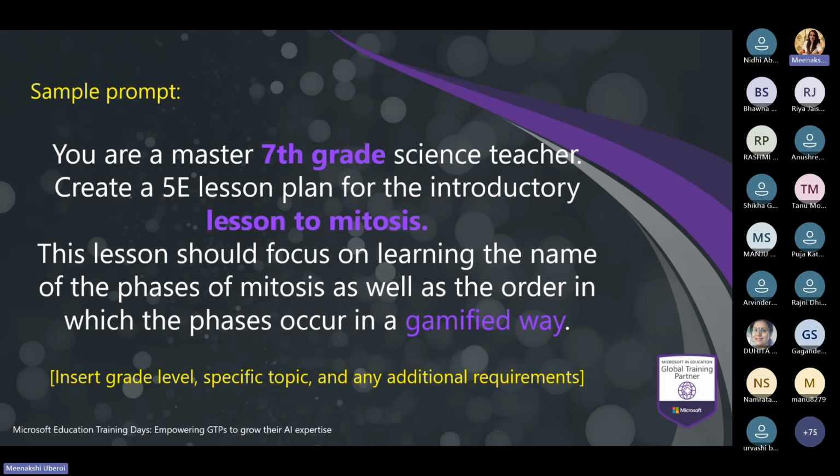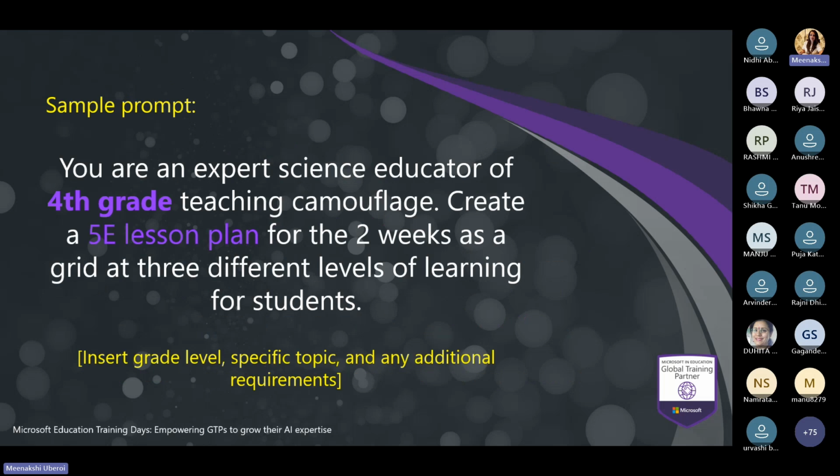So you've seen I've given two pedagogies over here, and I am trying to be a little more ambitious here. So you could use this. I'm giving you this in the chat window, and you can tweak it the way you want to. Or the one that I'm working on today is going to be this one. Very simple. You are an expert science educator of fourth grade teaching camouflage. Create a 5E lesson plan for 2 weeks as a grid at three different levels of learning for students. I'm bringing in differentiation as my piece.